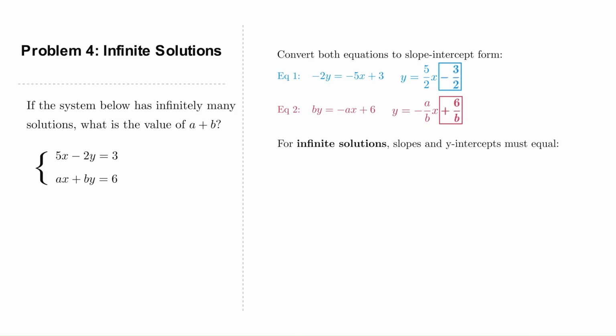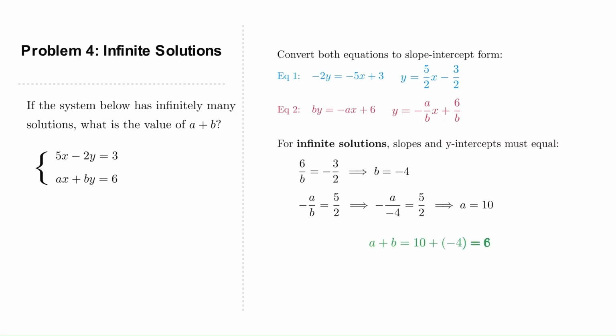We set the two constant terms equal to each other to solve for b. By cross-multiplying we find that b is equal to -4. Next, we set their slopes equal to each other. Substituting the value of b into this equation, then solving for a, we find that a is equal to 10. Since the question asks for the sum of a and b, we add our two values together to obtain a plus b equals 6.